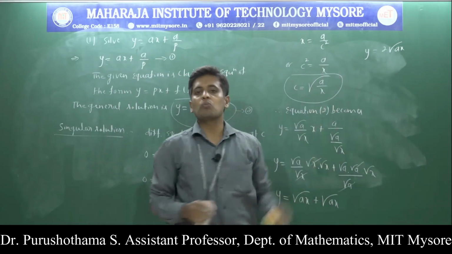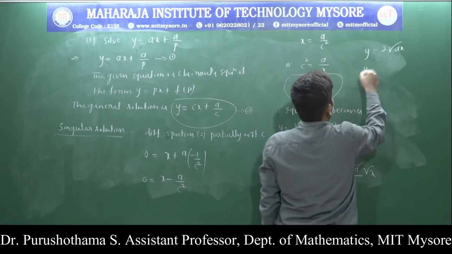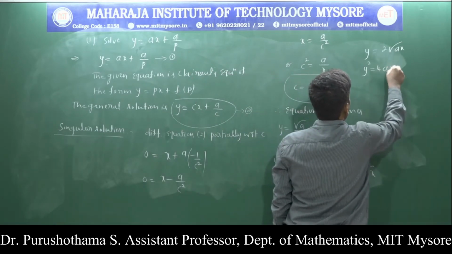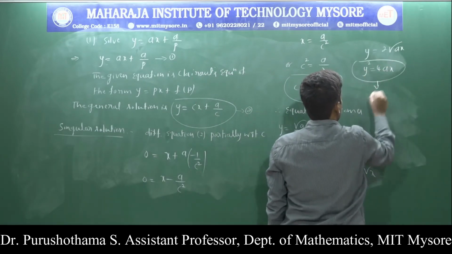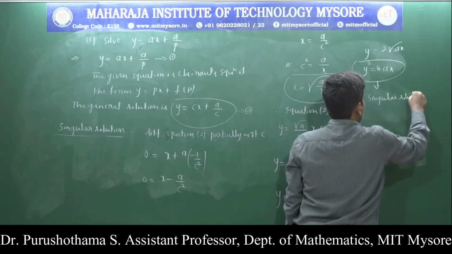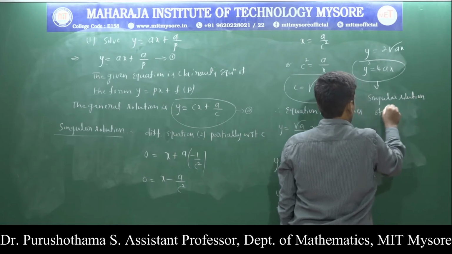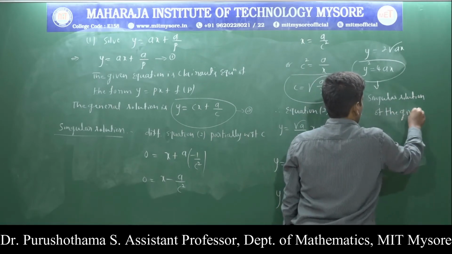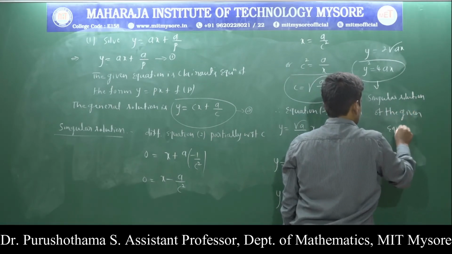Squaring on both sides, y square is equal to 4ax. This is the singular solution of the given equation.